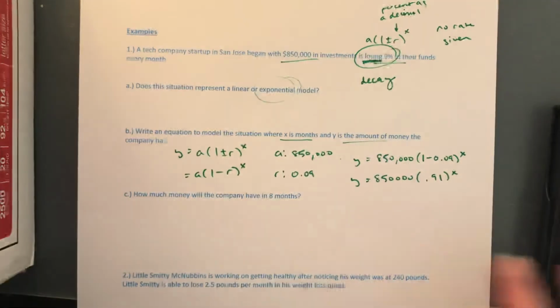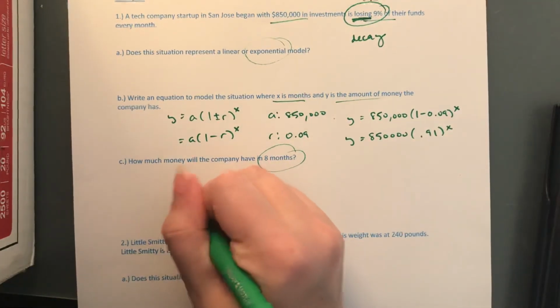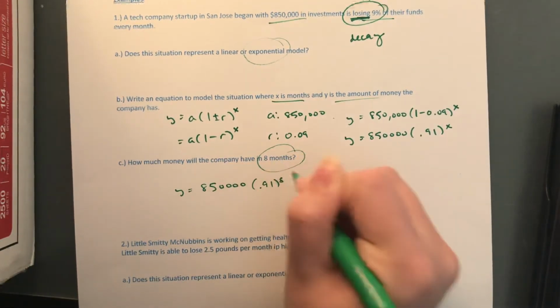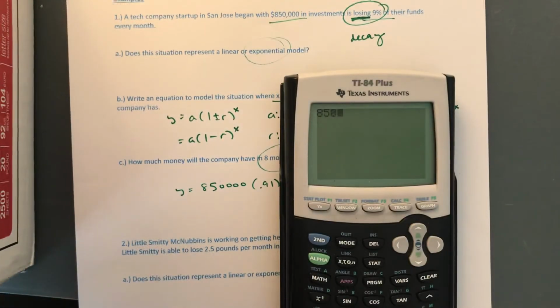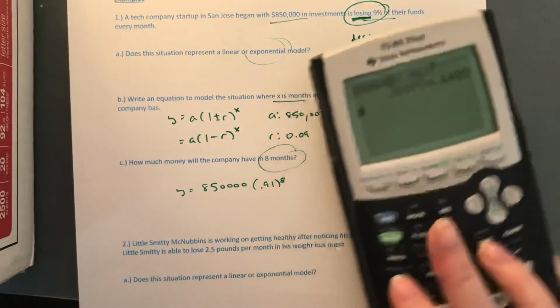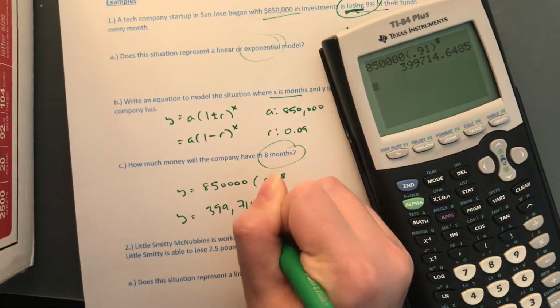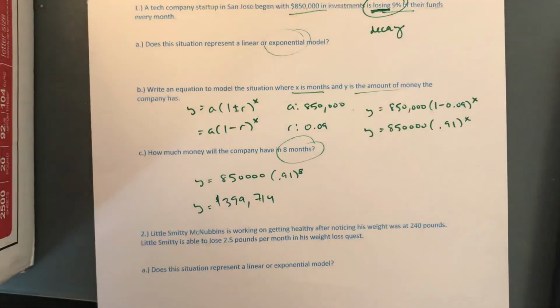So that's our equation. Then part C, how much money does the company have in 8 months? Well, let's plug in 8 and see how much money they have left after 8 months. 0.91 to the 8. So then just go to your calculator, type the whole thing in, 850,000 times 0.91 to the 8. So they only have about $400,000 left, so that's not a good time. So after 8 months, they have $399,714 left. So just under $400,000. So they're losing money pretty quick.